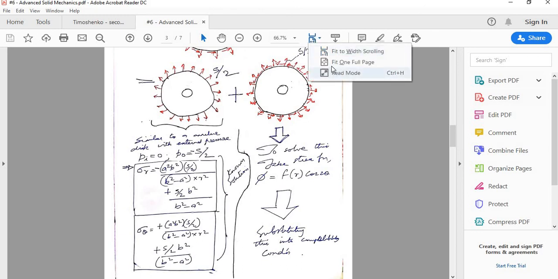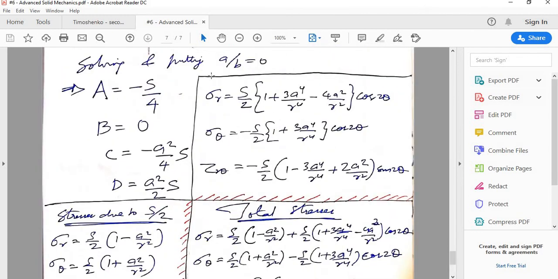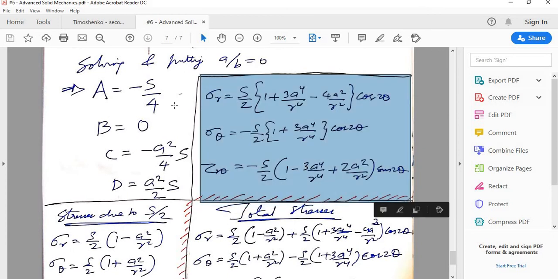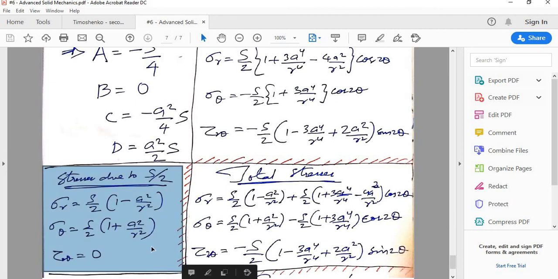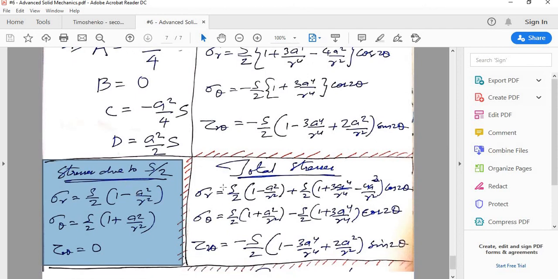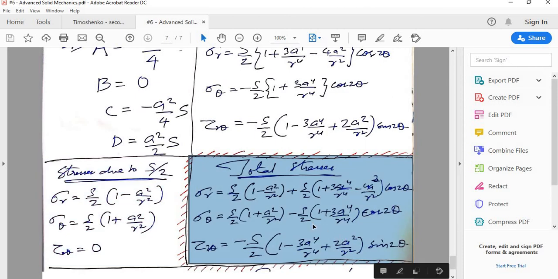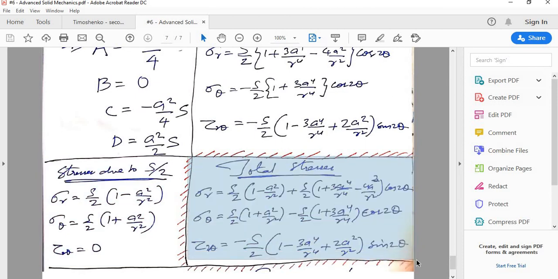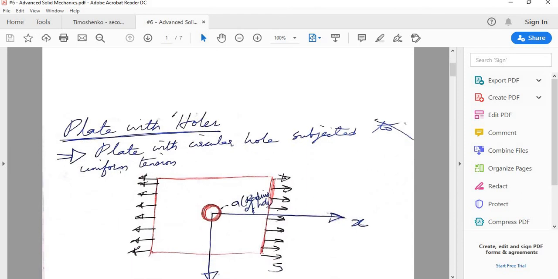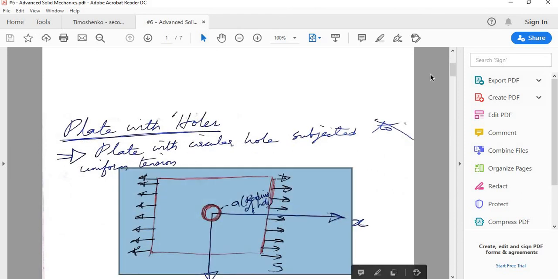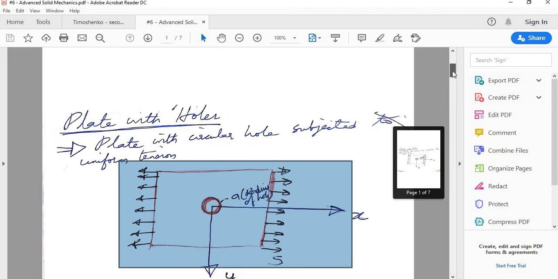So now we have the solution for this as well as this. Now you can add them. So these are the two solutions. This is the solution we just arrived at after substituting the values of constants a, b, c, d, and this is the solution for the other part which is symmetric with respect to theta. You add both of them and you will get the expression for total stress. Now what is this? This is the solution for the original problem that we were trying to solve, the plate with a hole which is subjected to uniform tension.